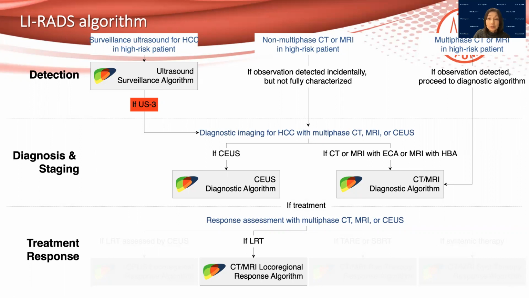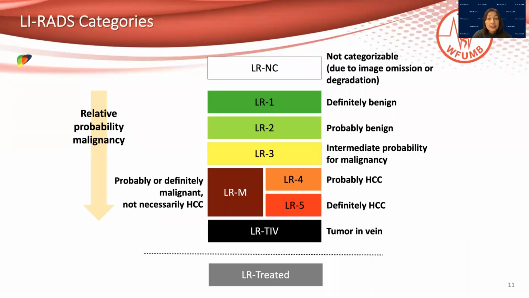So we will review CEUS LI-RADS next. There are currently 8 CEUS LI-RADS categories. So we go from top to bottom. LI-RADS NC, or non-categorizable, is basically when image quality is poor, or there is no arterial phase or contrast phase, or something happened, and you really cannot assign any category. We try to avoid this, but sometimes it happens.